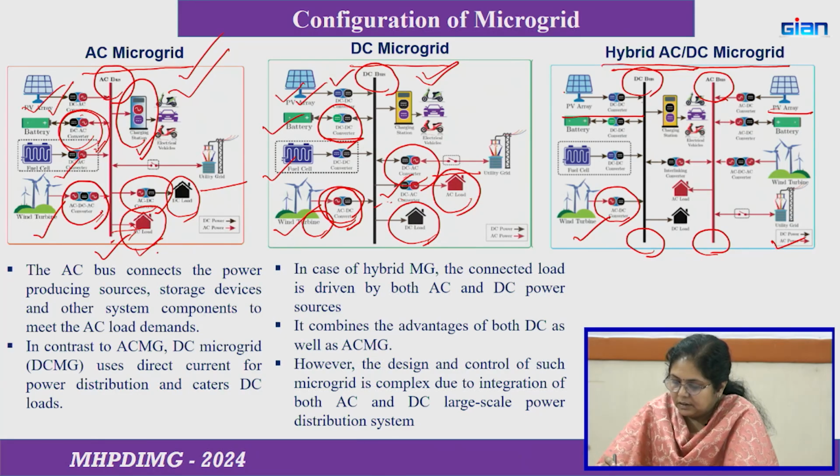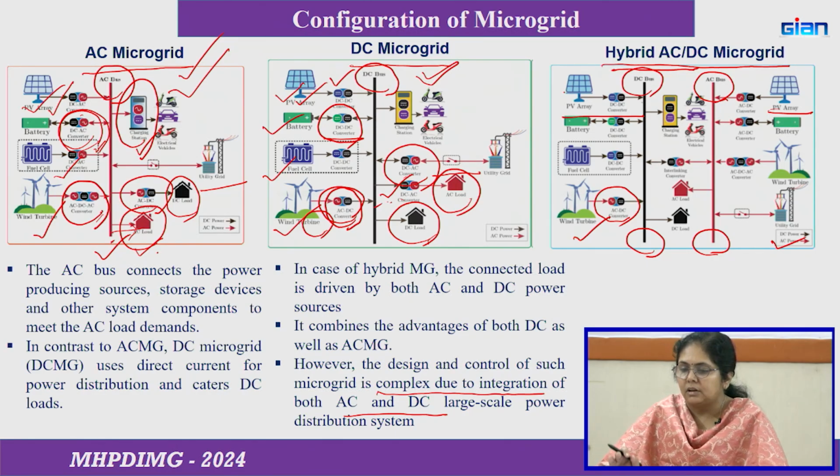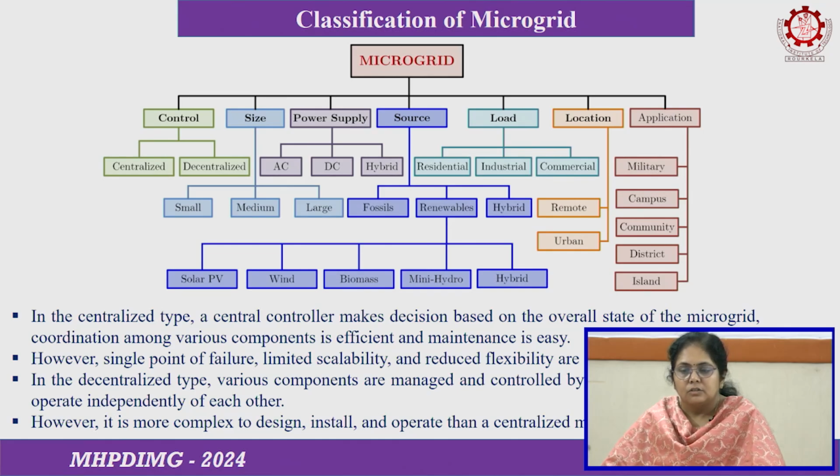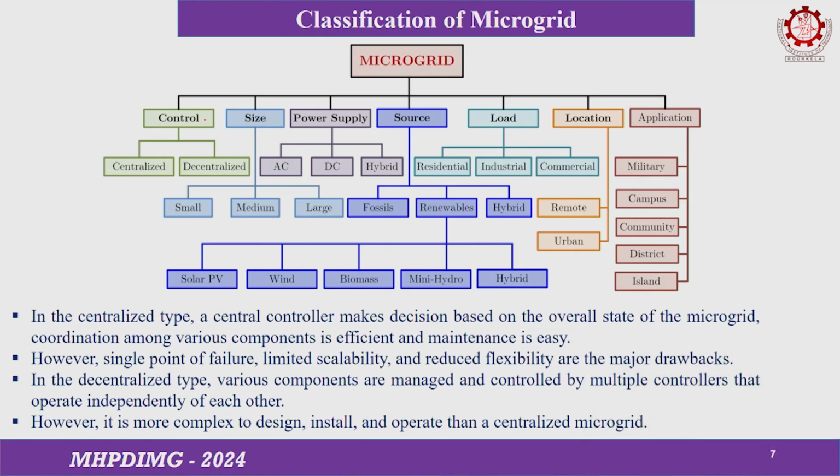We are getting more advantages here, as we are combining the advantages of AC and DC microgrids, but as we are adding two things together, the system becomes complex due to the integration of both the AC as well as DC systems. So, this is the basic types, or classification, or configuration of the microgrid. Then, based on the different parameters I have mentioned, one by one I will tell about the parameters.